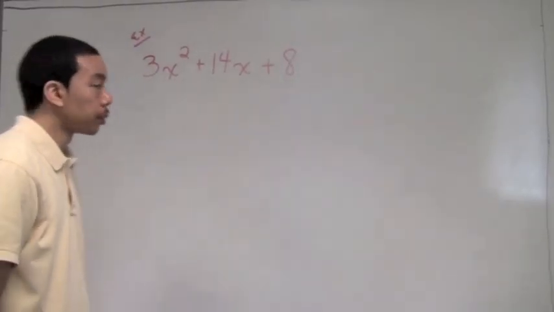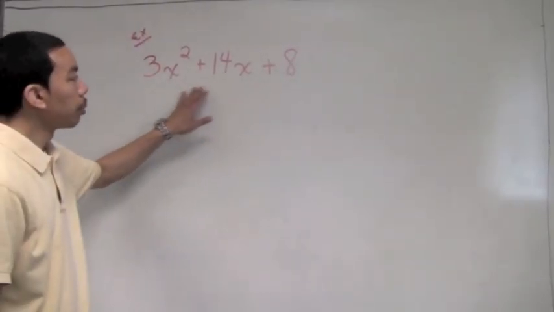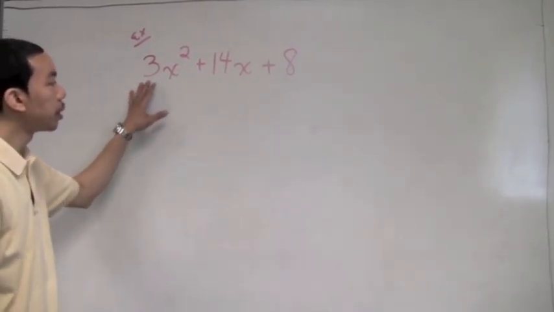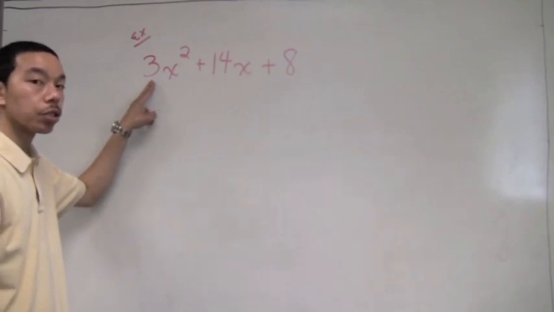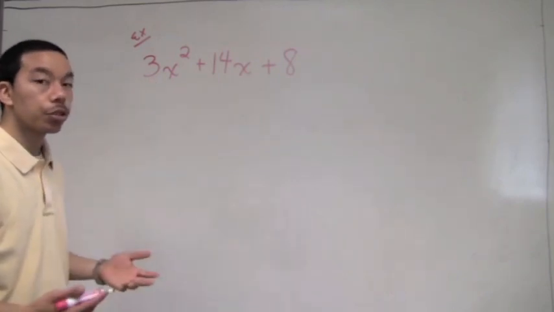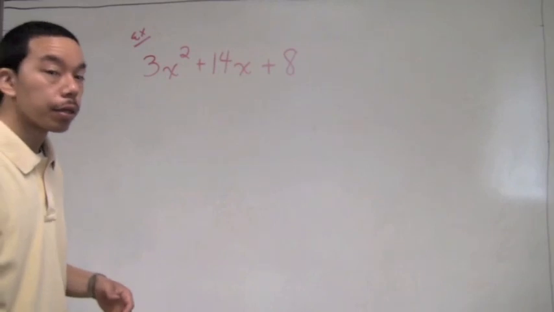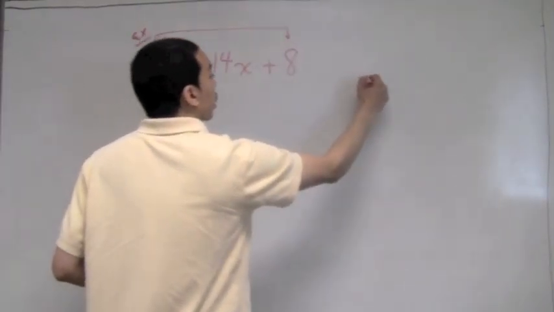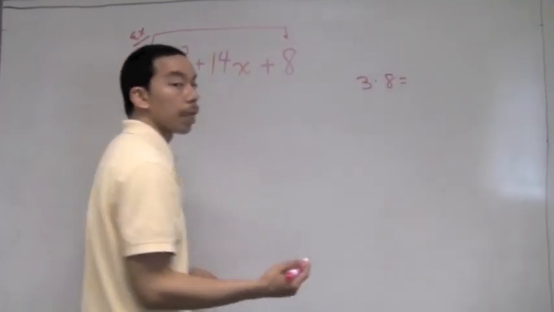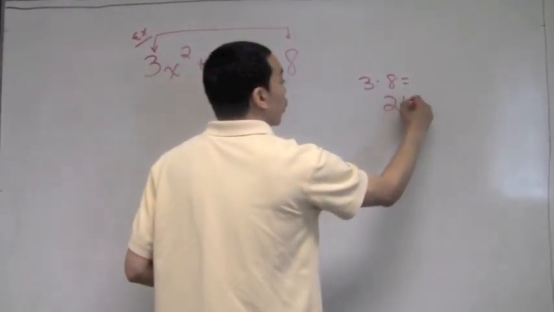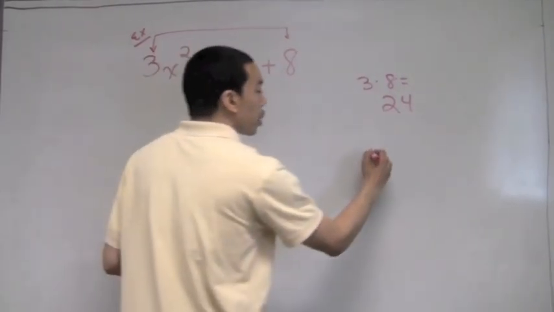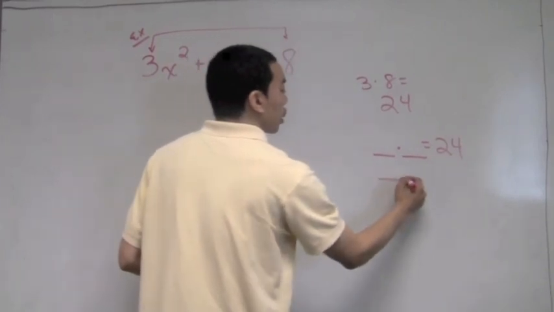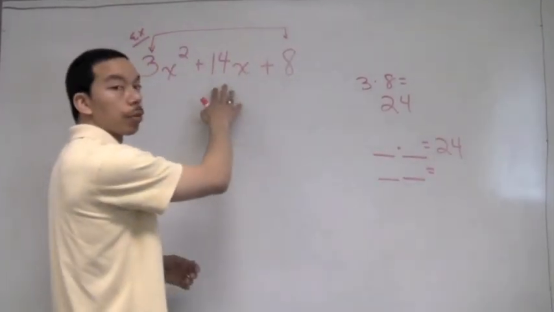Let's try another example. We have 3x squared plus 14x plus 8. In looking at this trinomial, you say to yourself, the leading coefficient here is greater than 1. Therefore, we must use the AC method. The AC method says our first step is to multiply 3 times that 8. 3 times 8 gets us 24. So we use that 24 and say what times what equals 24, and what times what will get us the middle term of 14.